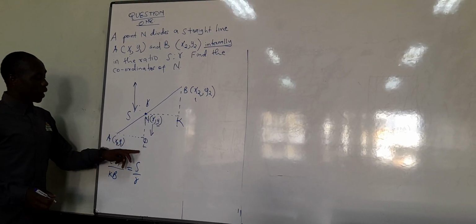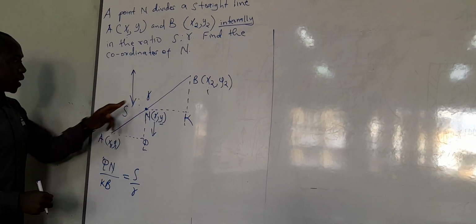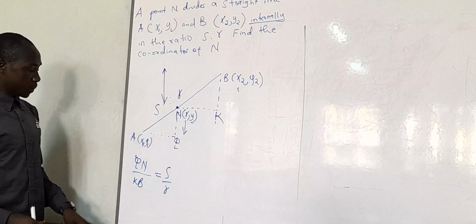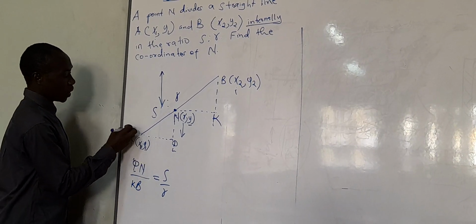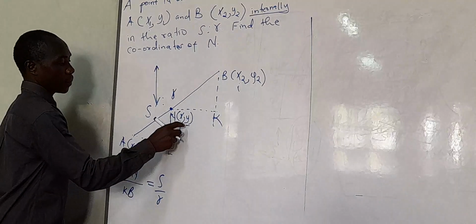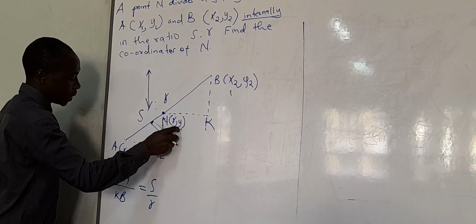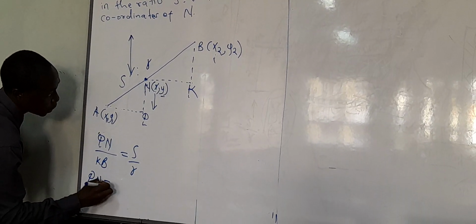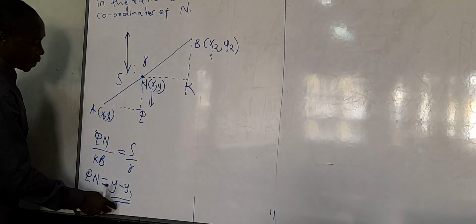Remember, I'm saying S over R because in the first triangle it is S. The ratio is S to R. I cannot say R over S. It must be S to R unless the ratios are changed. So what is QN? If you look at these values, here we have the point y1 and then we have the point y0 here. So y0 is on the higher side, so y is greater than y1. So we say that QN will be equal to y minus y1. That's the first thing.